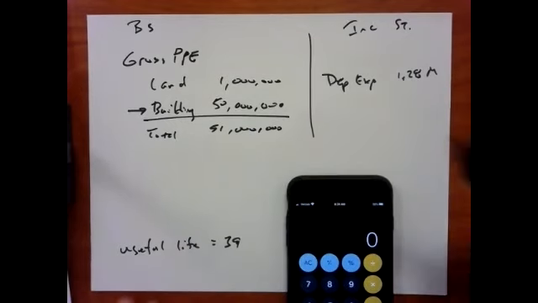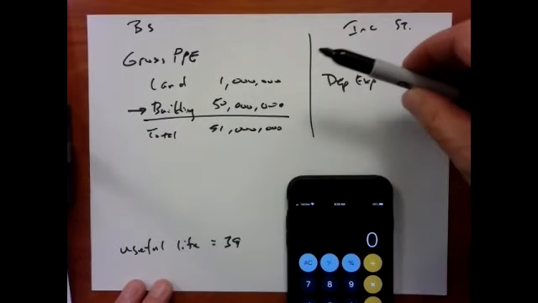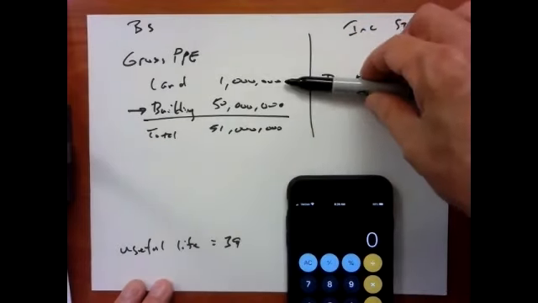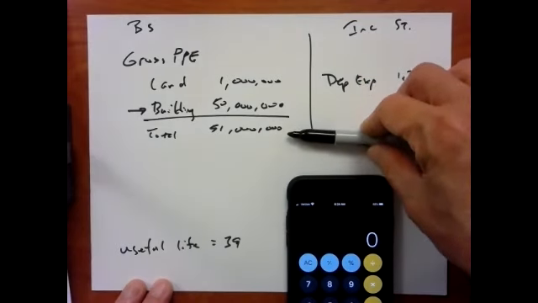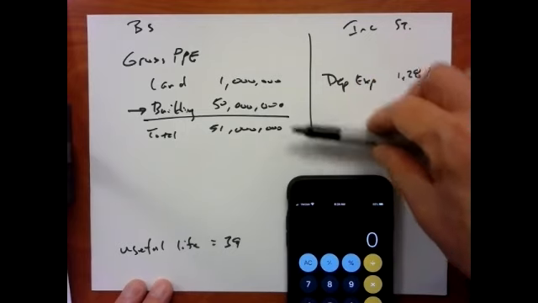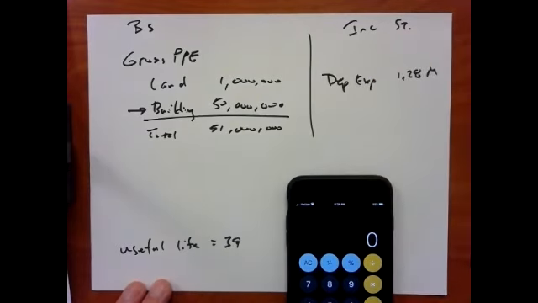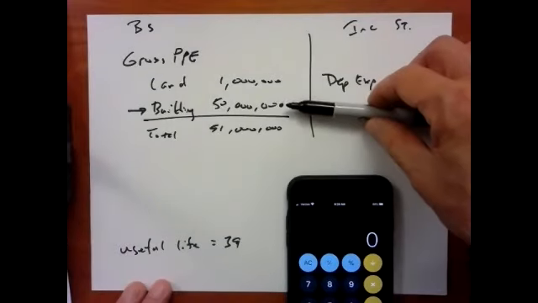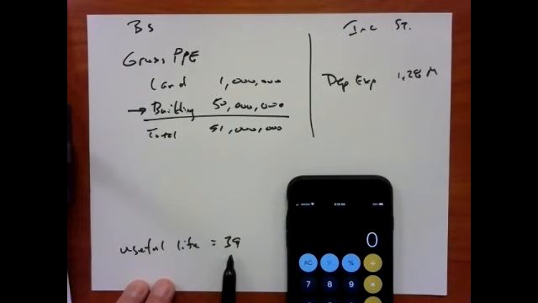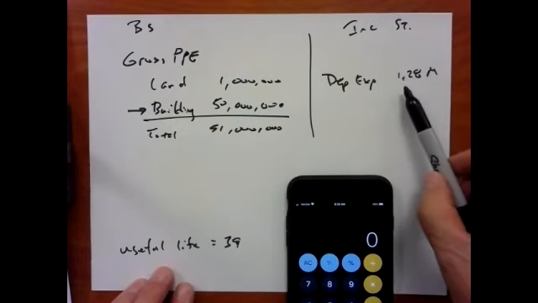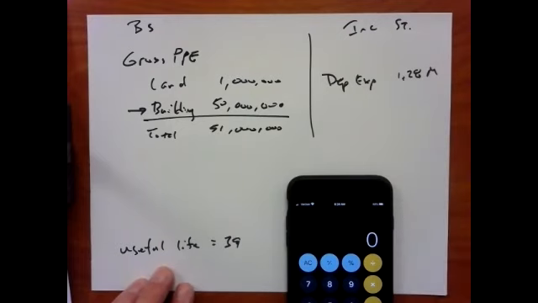So we're doing an example, review this real quick, of a new hospital build. We bought land for $1 million. The building cost us $50 million. So our gross PPE account is $51 million, the sum of the land and the building. However, we don't depreciate land. We only depreciate buildings and equipment. So we took the $50 million cost of the building, divided it by 39, which is the useful life according to the IRS for buildings, to come up with an annual depreciation expense of $1.28 million.